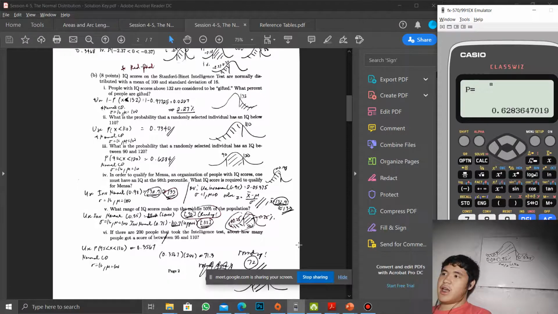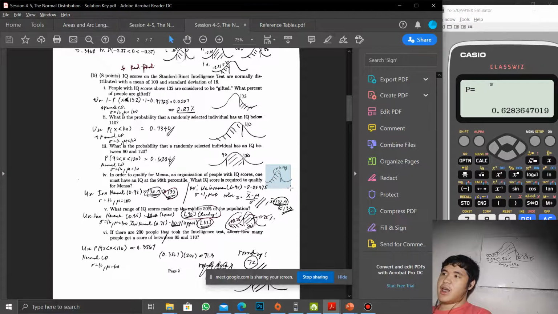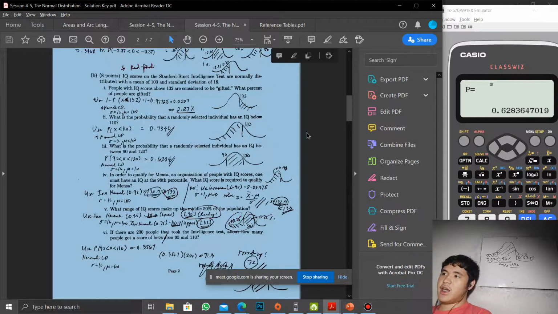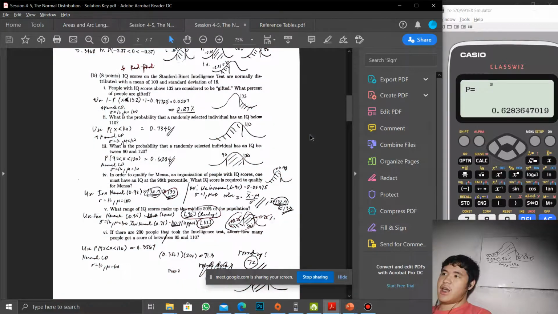Next, in order to qualify for Mensa, an organization with IQ scores, one must have an IQ at the 98th percentile. What IQ score is required to qualify for Mensa? So, 98th percentile, kailangan daw 98%, mas mataas siya sa 98%. So, it just means that the area to the left of this score is 0.98.